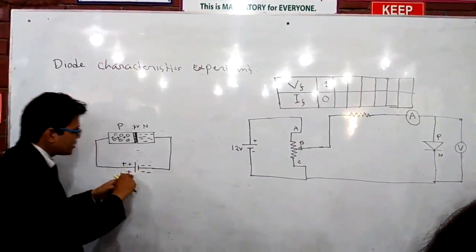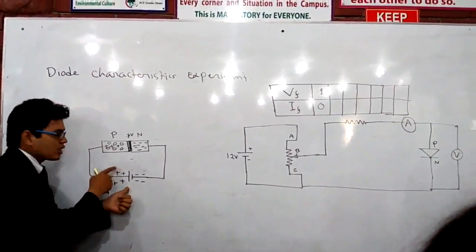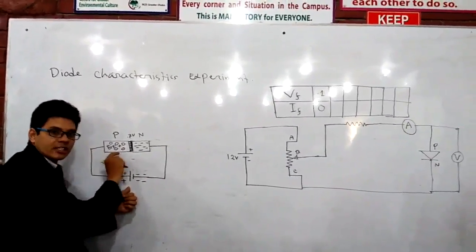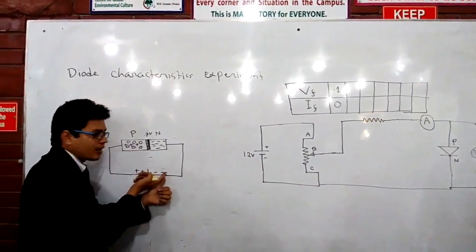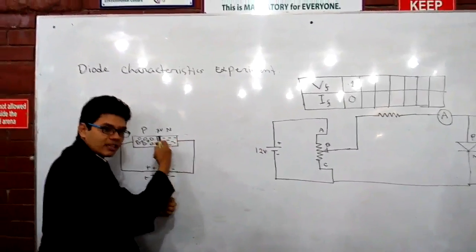Again, we will increase the force. That means once we increase the force, there will be more positively charged particles pulling to the junction. Again here, more negatively charged particles pulling to that junction from that end.